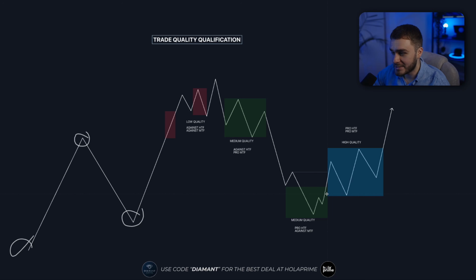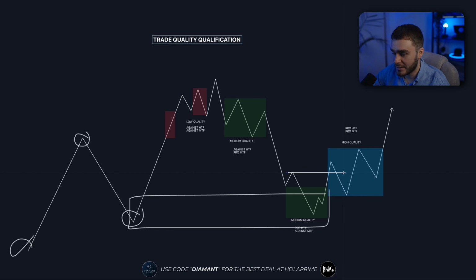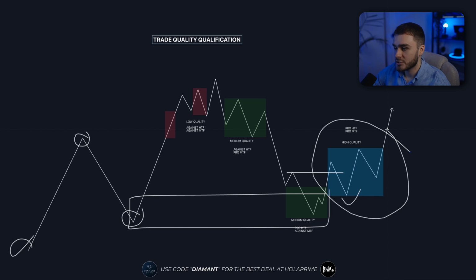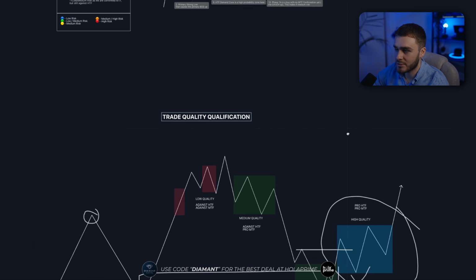But only when we see this demand zone being held up, the change of character and the pullback, this is when we see a high quality setup. So if you want to enter the highest quality zones, always wait for the higher time frame to align and the medium time frame as well. And naturally, we're going to be executing on the lower time frame.